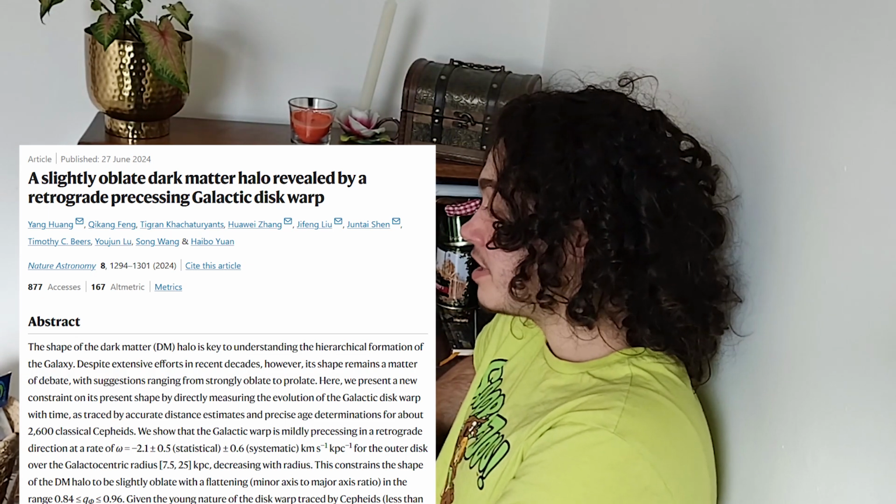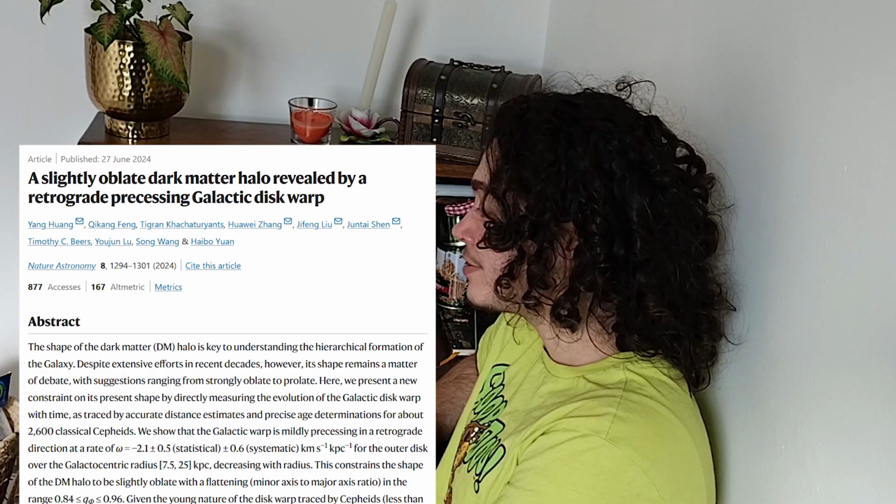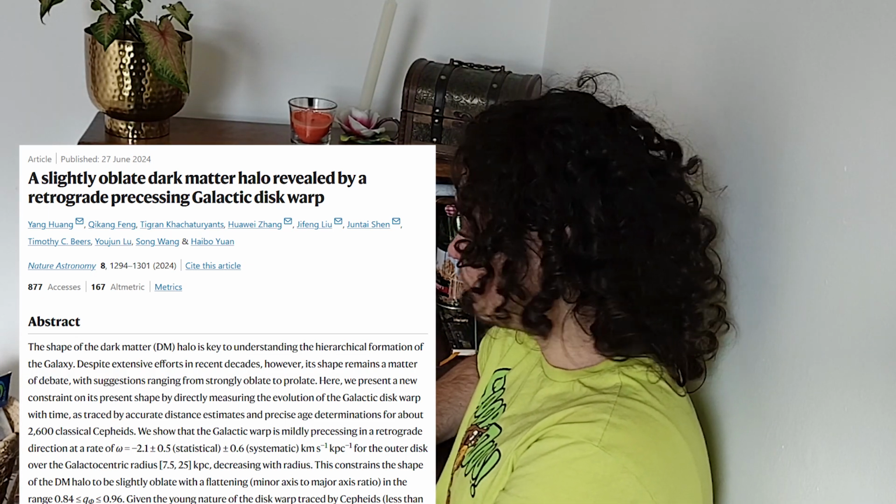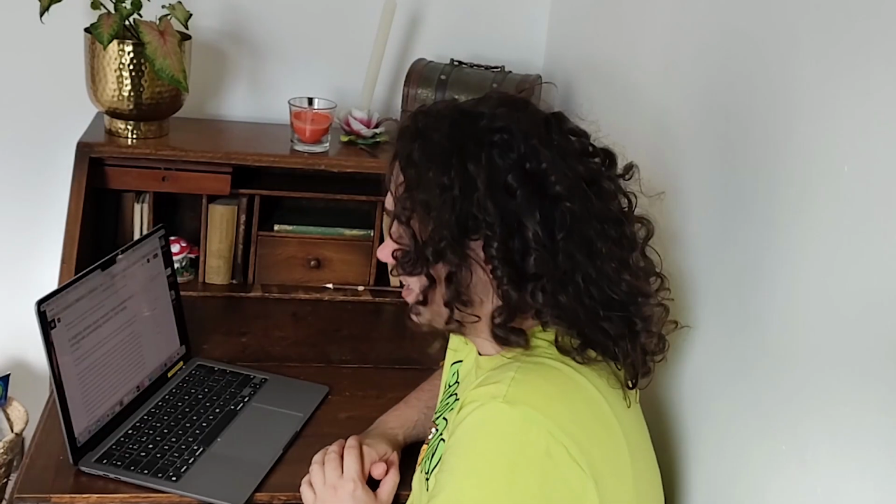Moving away from the hot disks and back to the cold stellar ones, we've got one last paper which focuses more on the dark matter halo aspect of the Milky Way's warp, if there is one. This one actually was a bit controversial. There are a couple of comments that got made after this paper was released. The paper is A Slightly Oblate Dark Matter Halo Revealed by a Retrograde Precessing Galactic Disk Warp. You can see why I have my notes. These titles are ridiculously long. And this one was by Huang et al.